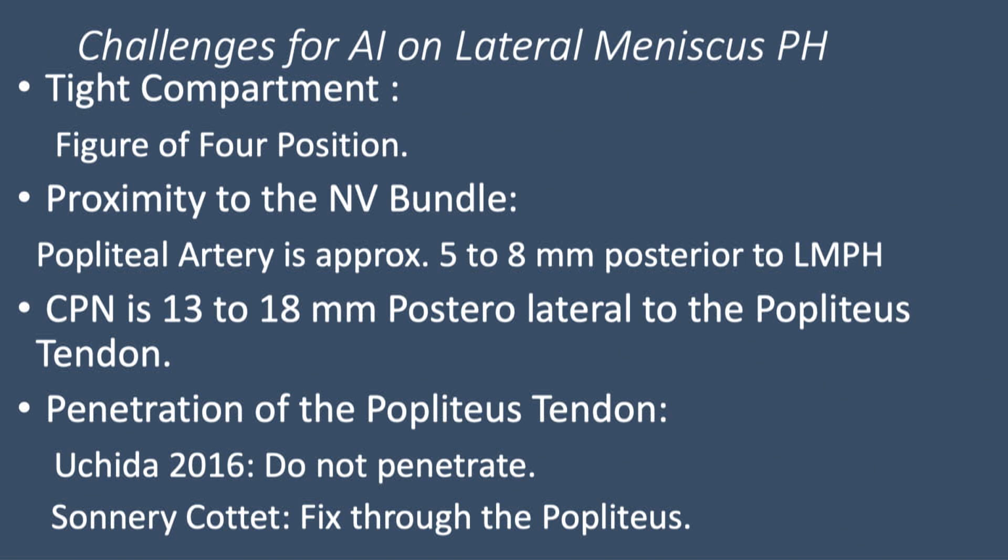And the common parallel now also is the close proximity to the popliteus tendon. It is approximately 13 to 18 millimeters away posterolaterally to the popliteus tendon. So there are two schools of thought. One group of people said we can get a penetration through the popliteus tendon, but eventually, of course, we are damaging the popliteus tendon while doing that, and it might fail because of the movement of the popliteus during flexion extension. And one French surgeon says we can go ahead and fix the lateral meniscus tear through the popliteus and fix it.